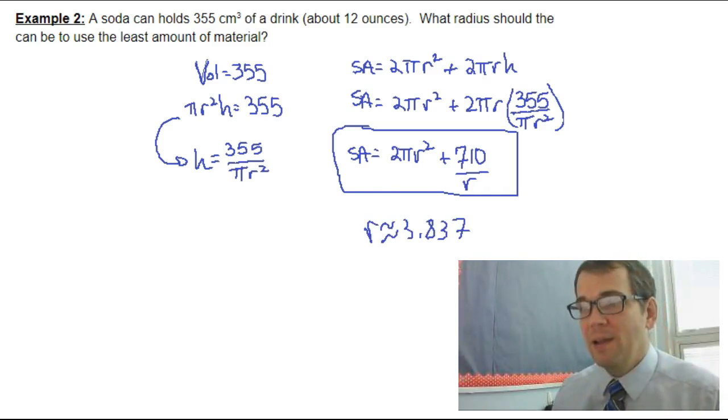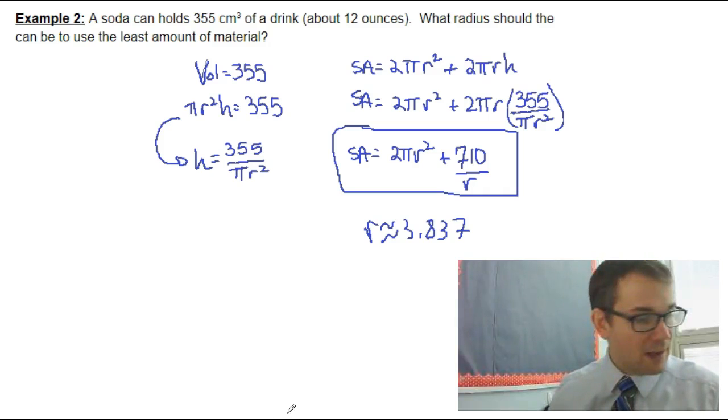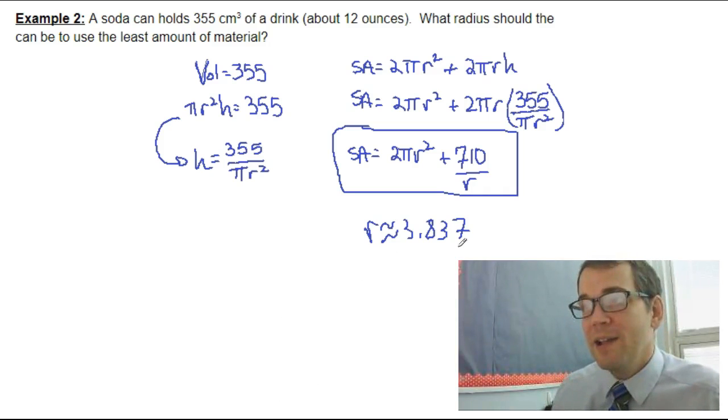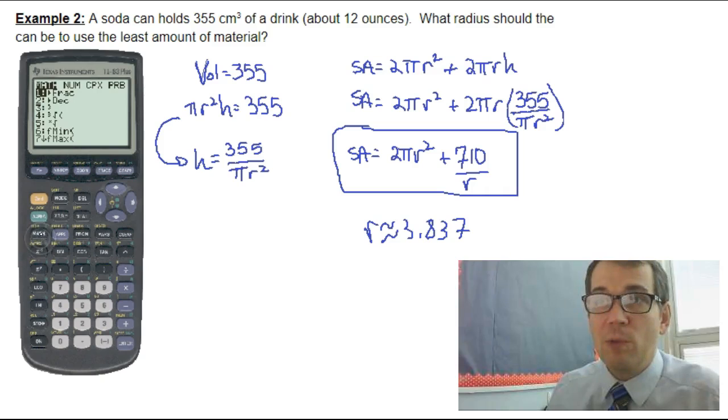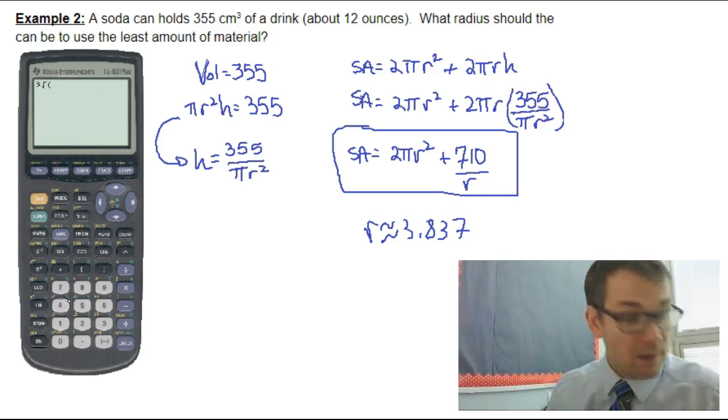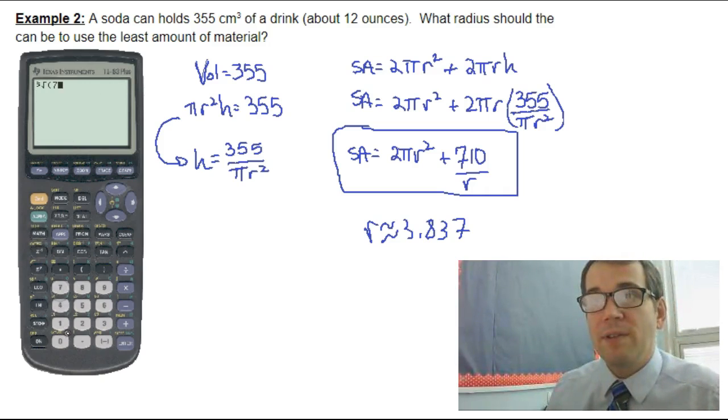And I'm hoping that if I were to take the answer from class, that cube root of 710 over 4 pi, that it's equal to that. Well, let's just see. In class, I had said it would be the cube root of 710 divided by quantity 4 pi. So please be about 3.837.